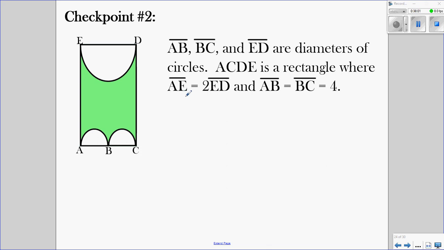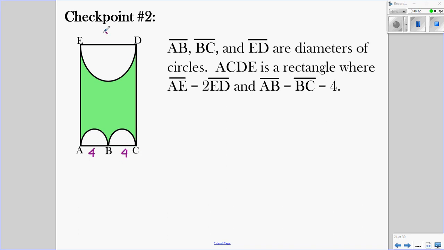All right, so now AE, this whole side, is equal to 2 of ED. We need to know what ED is. We don't know what it is. So let's look at the next thing that they gave us. AB is equal to BC, and they both equal 4. So that means this is 4, and this is 4. The whole thing is not 4. They would say AC equals 4. But this piece is 4, this piece is 4, so the total together is 8.